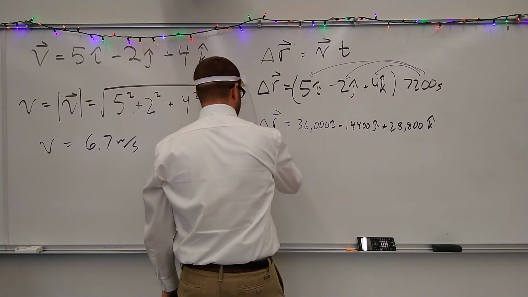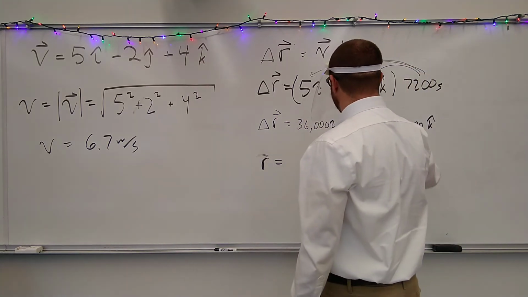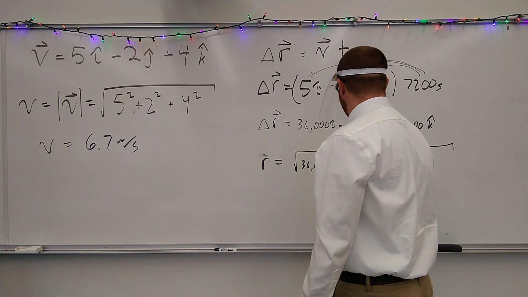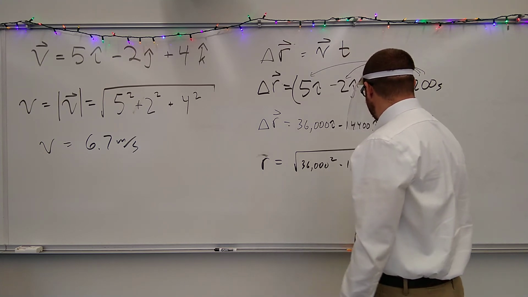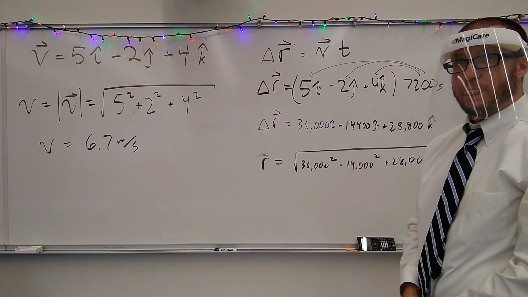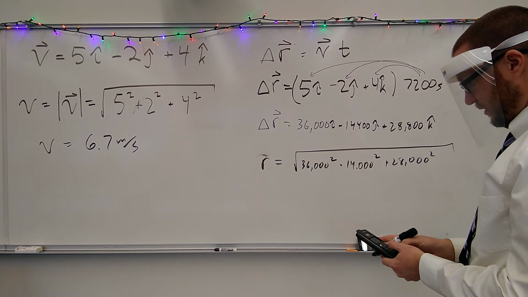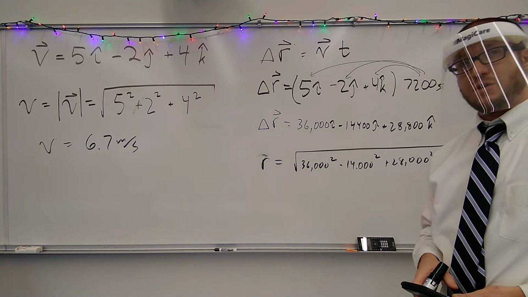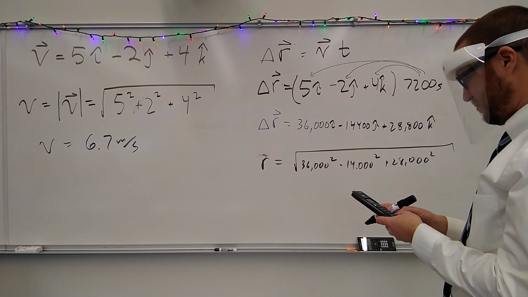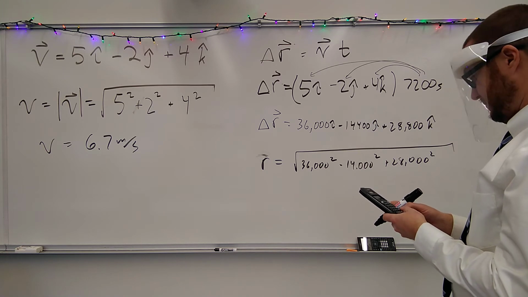Right? So the actual distance it's traveled, which we're just going to call r, is the magnitude of this vector, which is going to be the square root of 36,000 squared minus 14,000 squared plus 28,000 squared. All right. So unfortunately, that's a big mess in the calculator. I should have made it move for like 2 seconds rather than 2 hours. That would have been nicer.